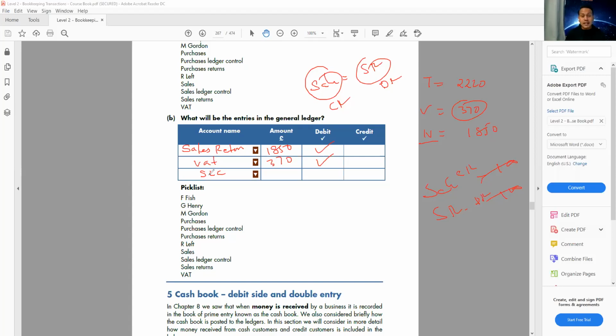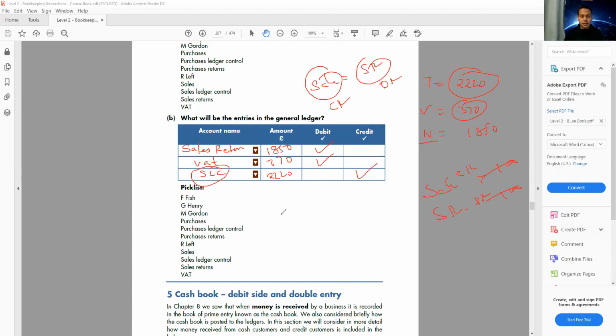On the other hand, sales ledger control was before debit. I'm going to make sales ledger control 2220. This time I'm going to make credit, because this amount, 2220, I'm not going to get from the customer, because the customer has returned to me, so I need to make it credit. Normally sales ledger control is debit. As soon as I make it credit, the balance will go down.